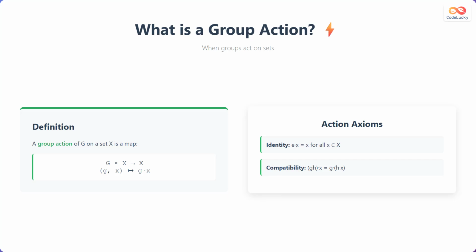Second, the compatibility axiom states that for any two elements g and h in G, acting on an element x in X, the result of first acting with h and then with g is the same as acting with the product gh on x. That is, (gh)·x equals g·(h·x).